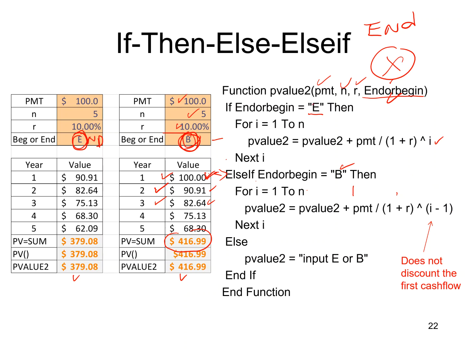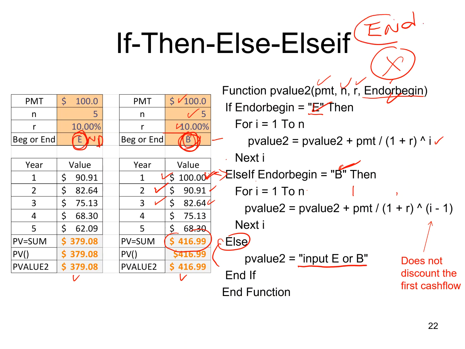Well, think about how this program would work if the user entered the word end. Would it say, is it E? No. Is it B? No. Oh, it's going to use the else statement. Else, it's simply going to return this back to the user: Input E or B.